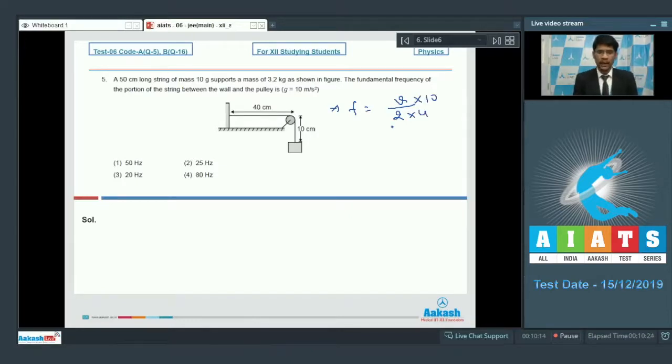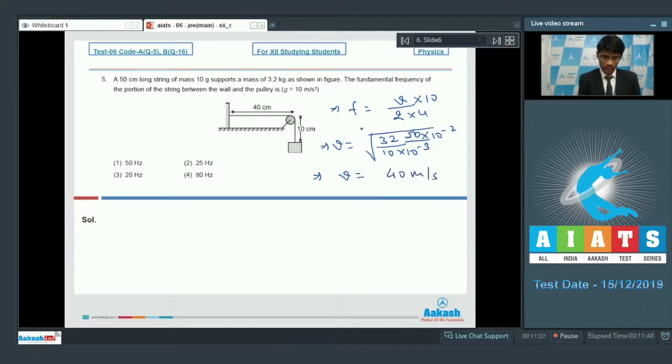We need to find the value of velocity, or the wave velocity, in this string. V will be taken as square root of tension divided by mu. Tension being 3.2 kg suspended, so it will be 32 divided by mu. The total mass of the string being 10 grams, so 10 into 10 power minus 3, and the length of the string was 50 centimeter, so it will be 50 into 10 power minus 2. Solving this equation, we are getting the value of V to be equal to 40 meter per second.